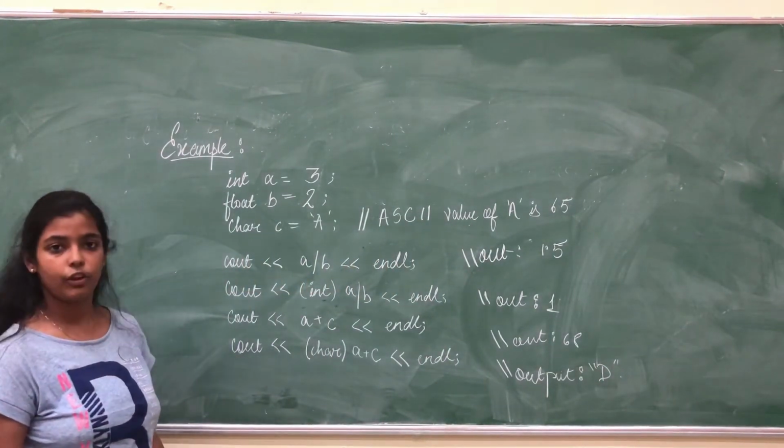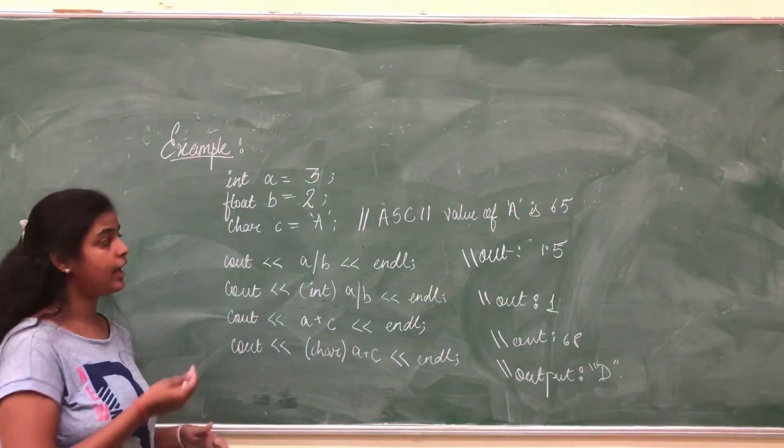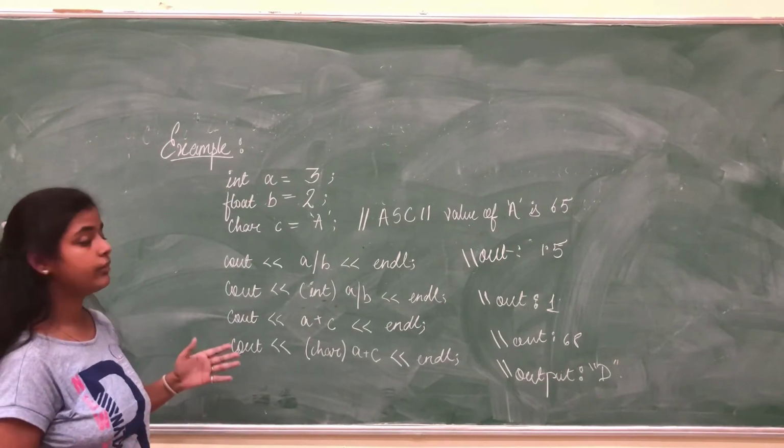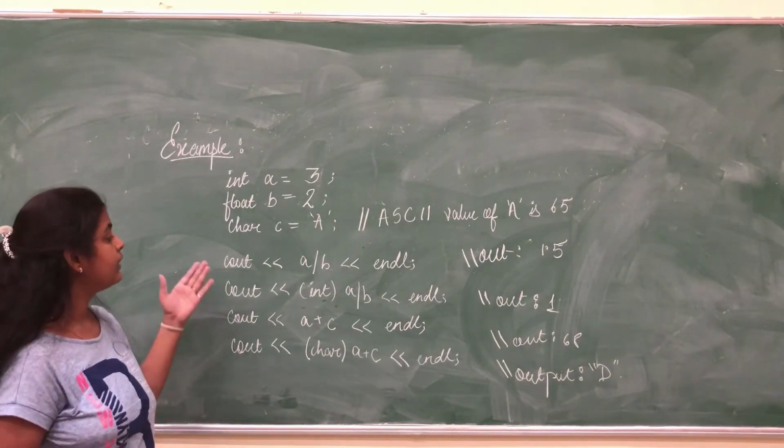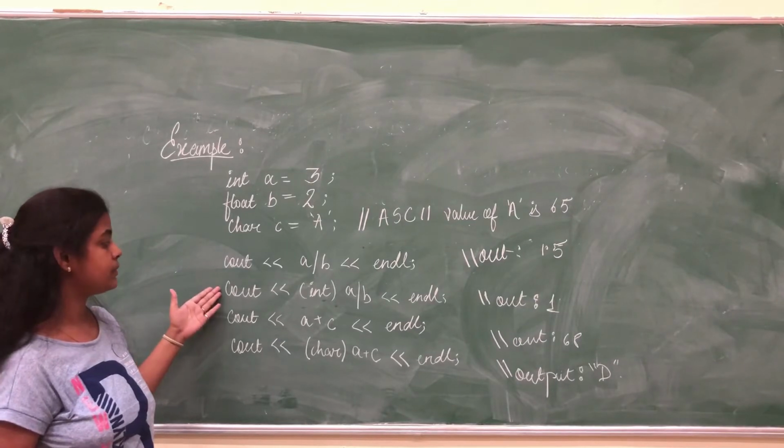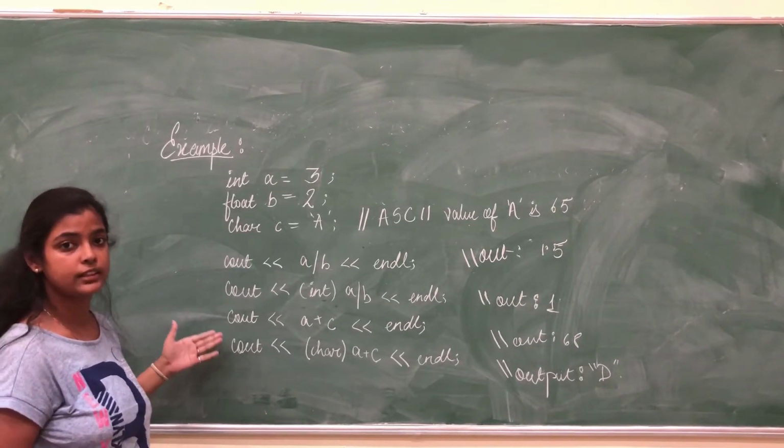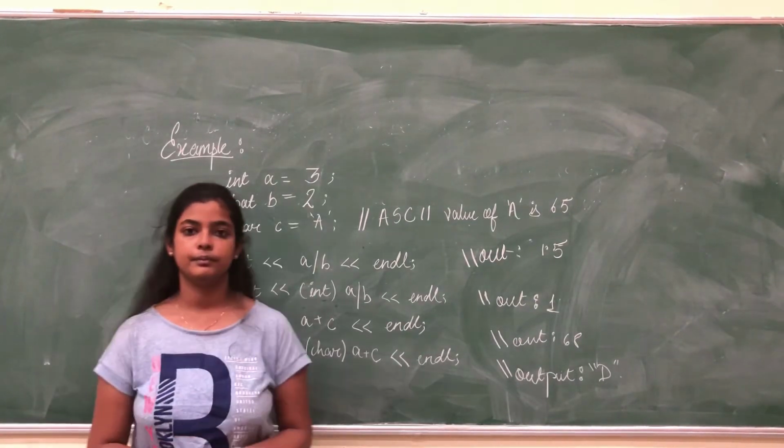So this is the example which helps us clarify our doubt between implicit and explicit typecasting. This is implicit typecasting, this is explicit typecasting, this is implicit typecasting, this is explicit typecasting.